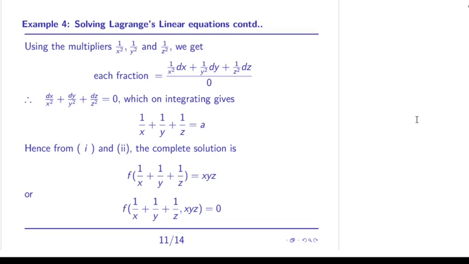So now you can write in some form the general equation. So 1 by x plus 1 by y plus 1 by z is equal to f of x by z, or f of 1 by x plus 1 by y plus 1 by z comma x by z equal to 0.